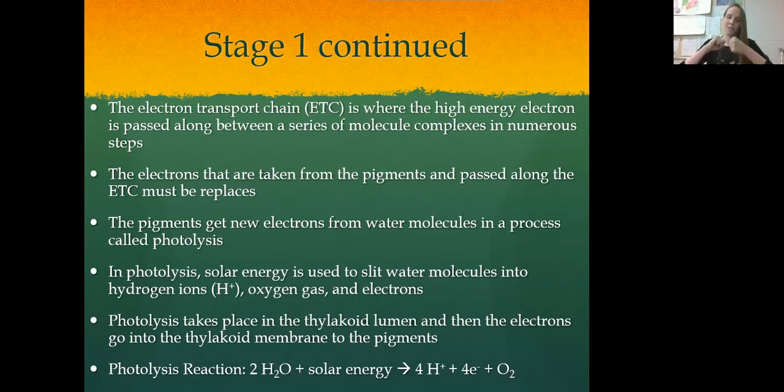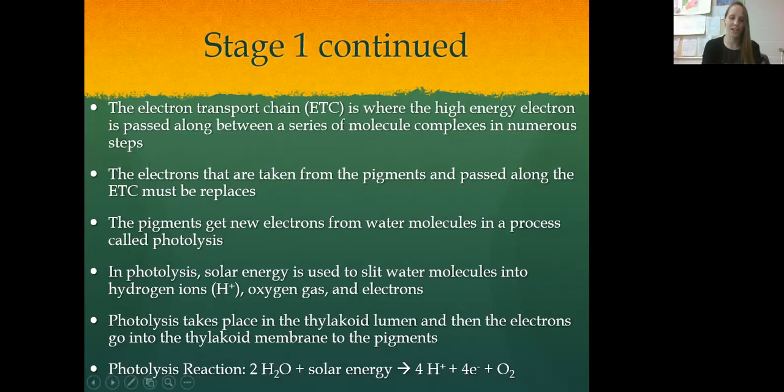When we do that, we take the H2O, we break off the oxygens to make oxygen gas. Then we have the hydrogen atom, and we take off one of its electrons. So we end up with an H+, which is our hydrogen ion, the oxygen gas, which is O2, and then the electron from the hydrogen. And then those electrons go into the photosystem that just lost its electrons. Photolysis takes place in the thylakoid lumen, which is the inside of the pancake. And then the electrons go into the thylakoid membrane where our photosystems are.